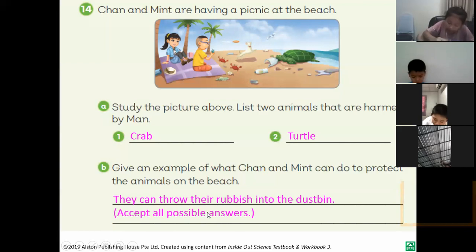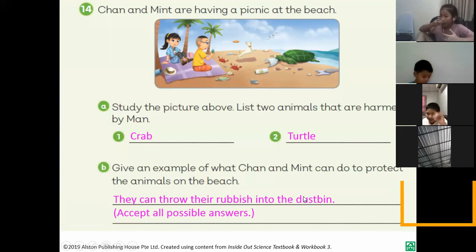Plus, this one, do not copy, okay? Ani, this one. Do not copy this one. This one, yes. Ani, no. Okay? Understand? Ani, yes, you can write. Ani, no. This one, no.